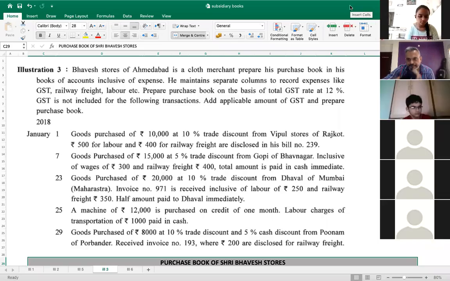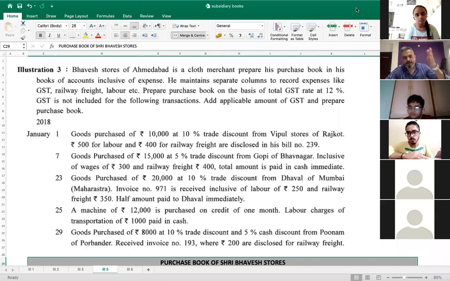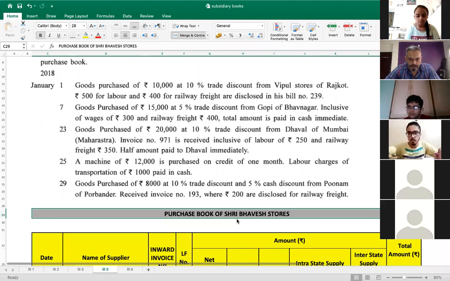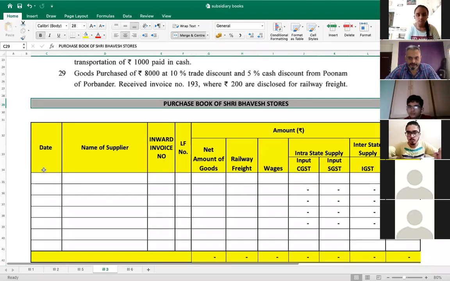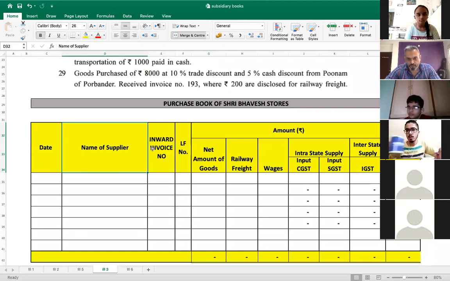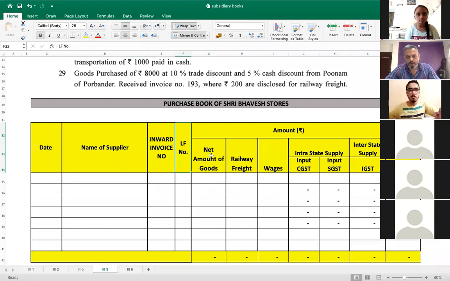Okay, now today we are going to see expense-wise columnar subsidiary books. So we are going to see columns where various expenses are given, taxes are given, and then we find the total amount. Now the format for this is like this. You can see date, name of supplier, invoice number, LF. Now net amount of goods, that is, the purchase price of goods minus trade discount.